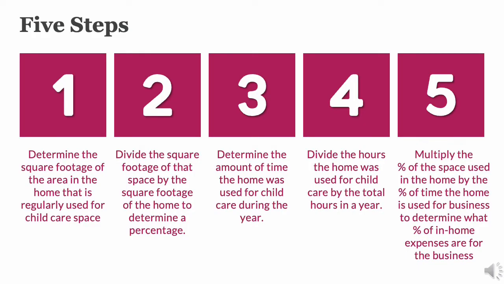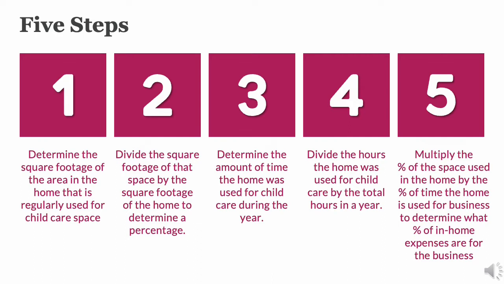There are 5 very basic steps to calculating time-space. These steps consider space first, then time. So step 1 takes the square footage of the space regularly used by the child care. Step 2 takes the total square footage of the entire home and divides the first number by the second. Step 3 looks at the time the home is used for child care. Step 4 divides that number by the total hours in a year. And step 5 multiplies those two percentages to determine the time-space percentage for in-home business expenses.